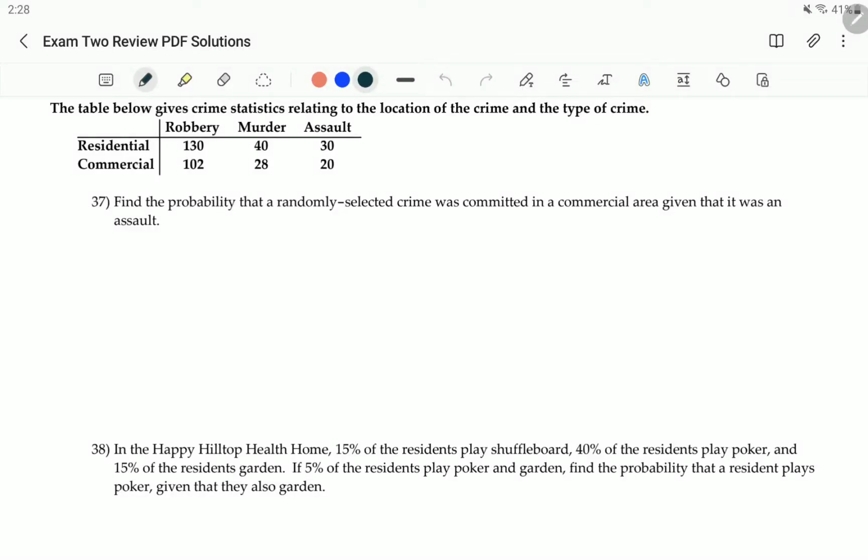All right. Questions 37 and 38. Number 37 says, the table below gives crime statistics relating to the location of the crime and the type of crime. We have residential and commercial areas. We have robbery, murder, and assaults. 37 says, find the probability that a randomly selected crime was committed in a commercial area given that it was an assault.